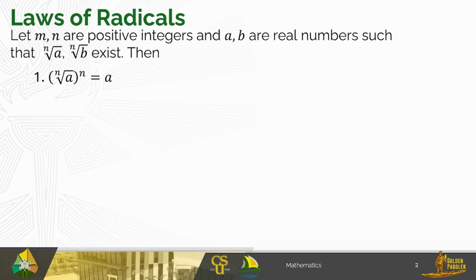the nth root of a raised to the power of n is just equal to a. Example, the square root of 5 raised to the power of 2 is 5. Then the nth root of a raised to the power of n is just equal to a if a is greater than or equal to 0.